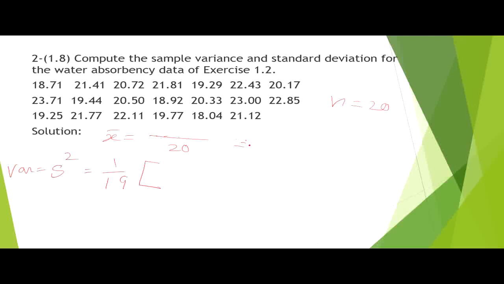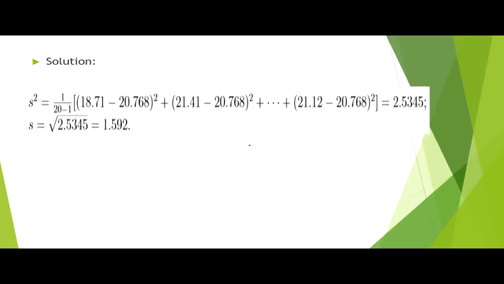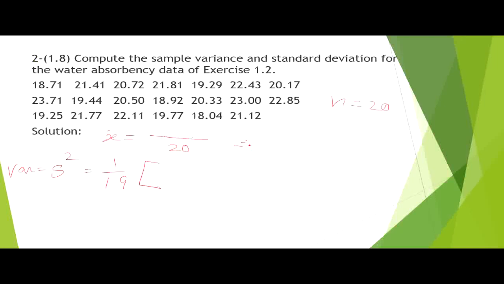If you find the answer is on the next page, you can check your answer. So the mean is 20.768. This mean can be subtracted from every element here: 18.71 minus 20.768, whole square, isn't it? Do this for all the elements. The last element here I am taking 22.87.